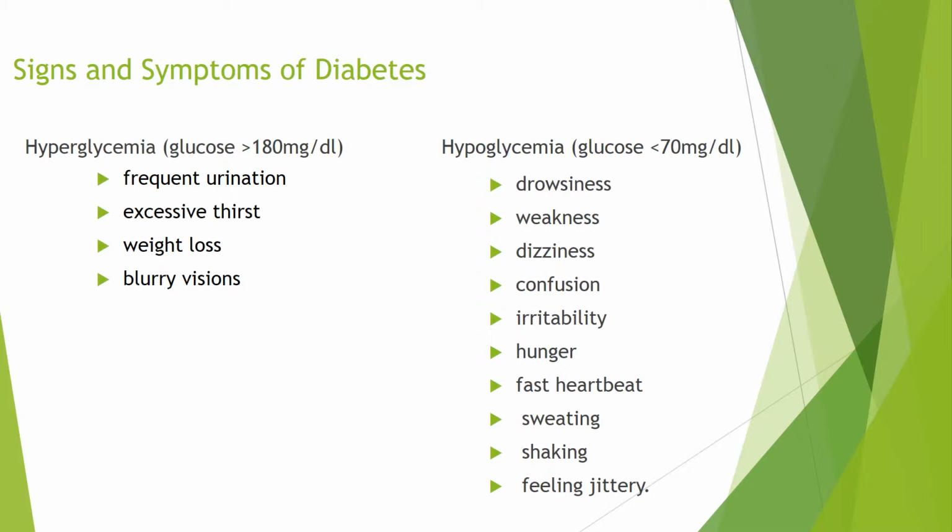Hypoglycemia or low blood sugar is blood sugar less than 70 milligrams per deciliter. And with that, you'll see signs of drowsiness, weakness, dizziness, confusion, irritability, hunger, a rapid heartbeat, sweating, shaking, and feeling jittery.